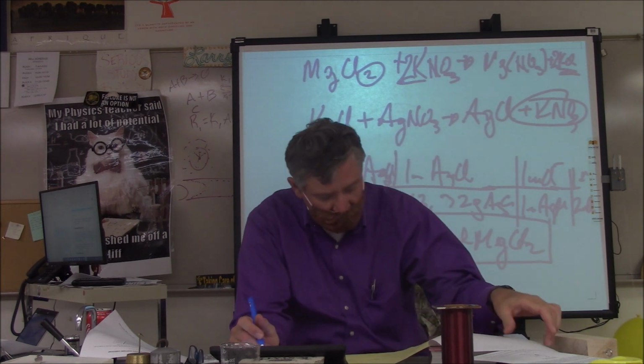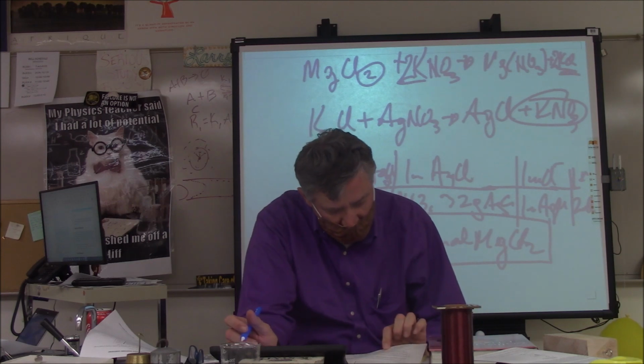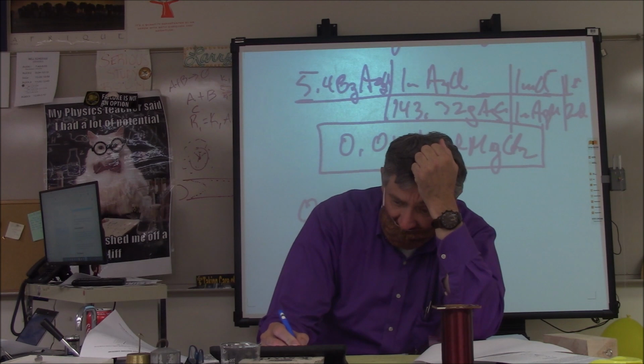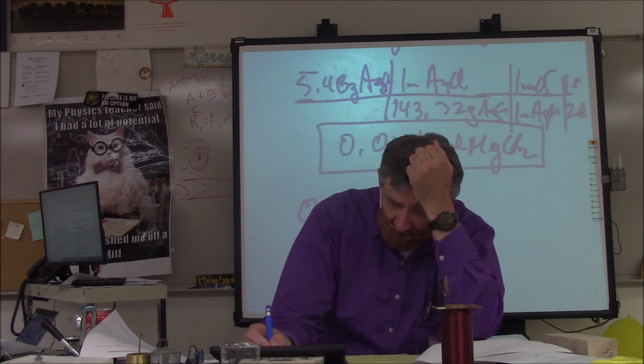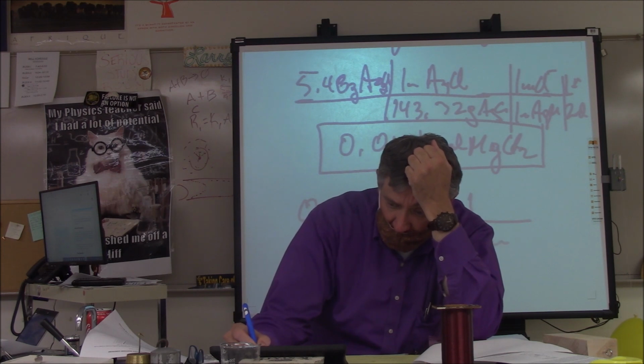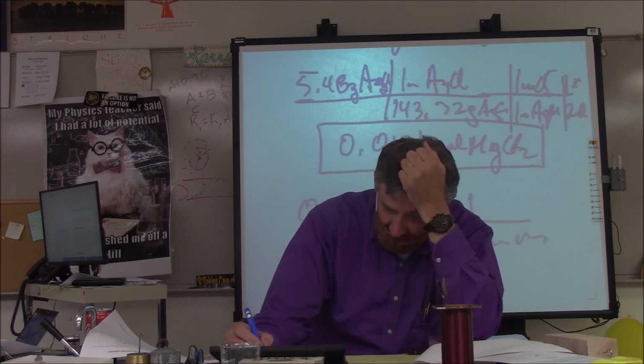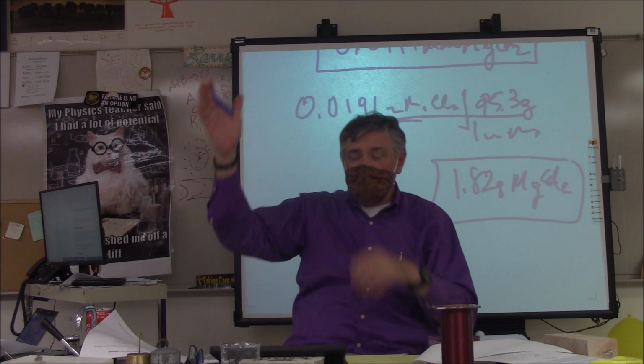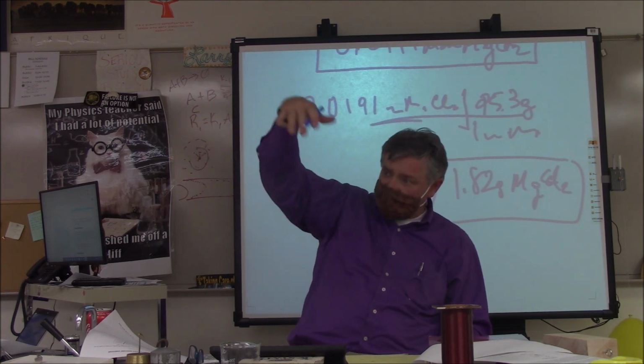And then on part 2, it wants the mass of magnesium chloride. Okay, well, that's simple. That's the easiest step of all. Moles of magnesium chloride, and 1 mole of magnesium chloride is 95.3 grams, and you get 1.82 grams of MgCl2. So that had to be the grams of magnesium chloride that you had to start with.